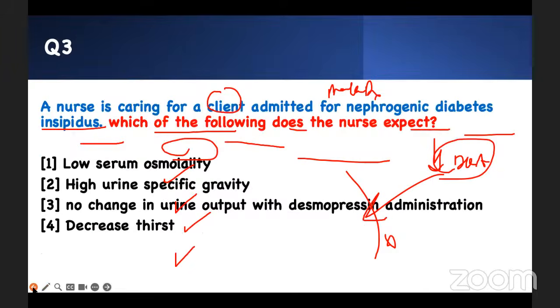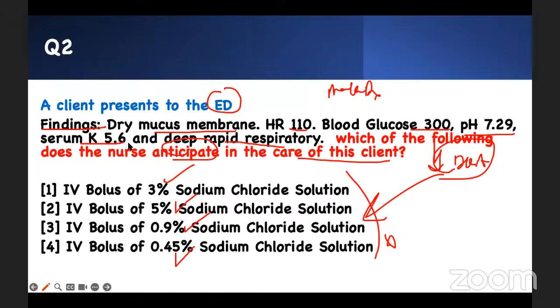0.45% is not a good fluid for resuscitation. 3% is not a good fluid for resuscitation. Neither is 5%. You're just giving them sodium. They need fluid. The best solution is 0.9% normal saline. It's what is effective for fluid resuscitation in this patient. Therefore, number 3 is your right answer.